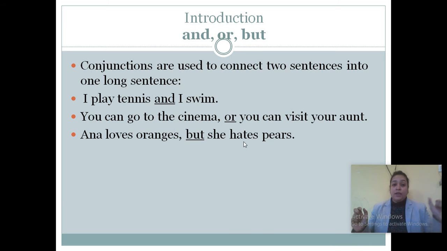These are two different sentences. You can go to the cinema. You can visit your aunt. But you have to do only one thing out of these two things. So what are you going to do? You're going to put or between them.